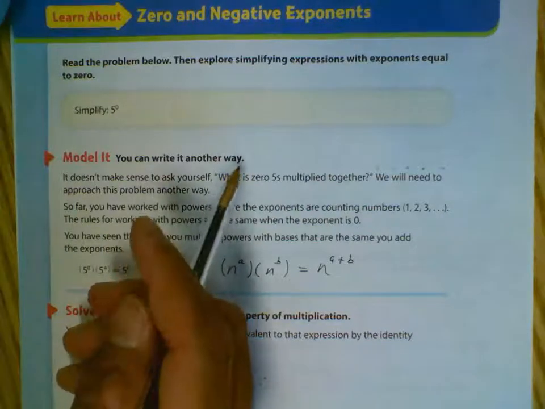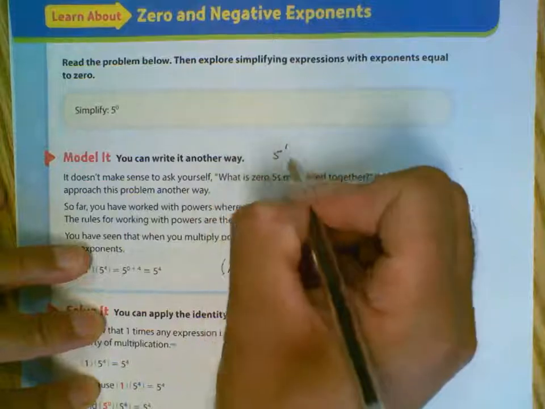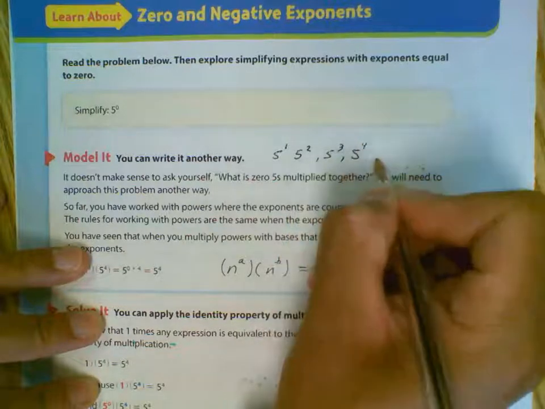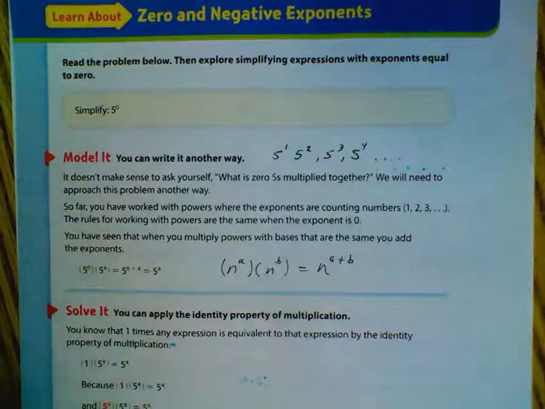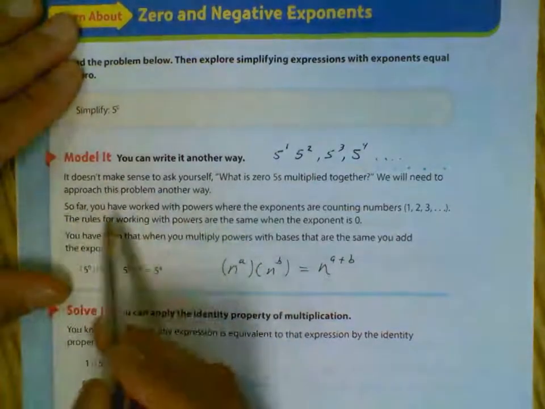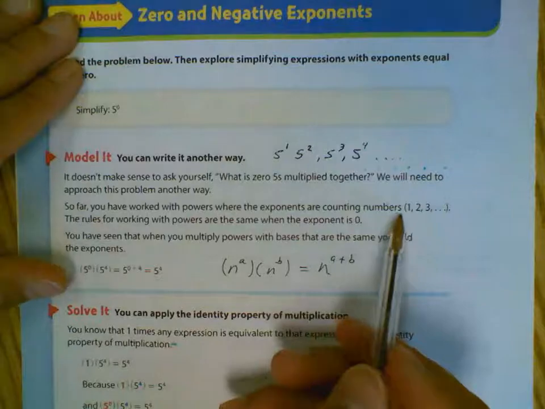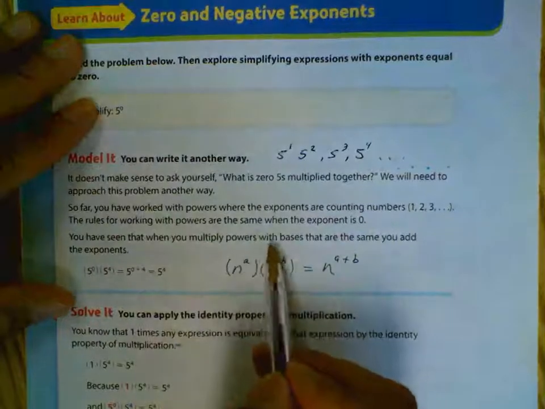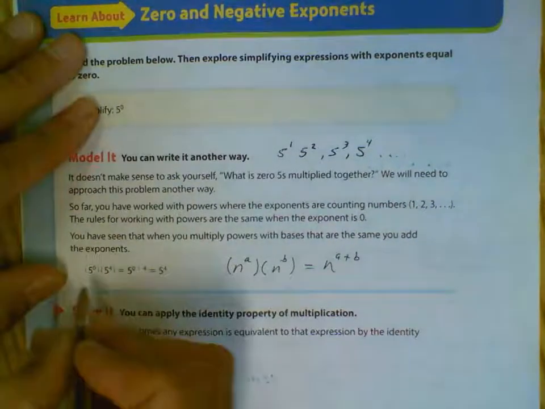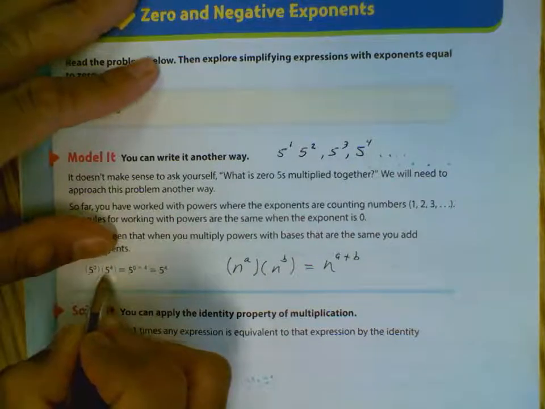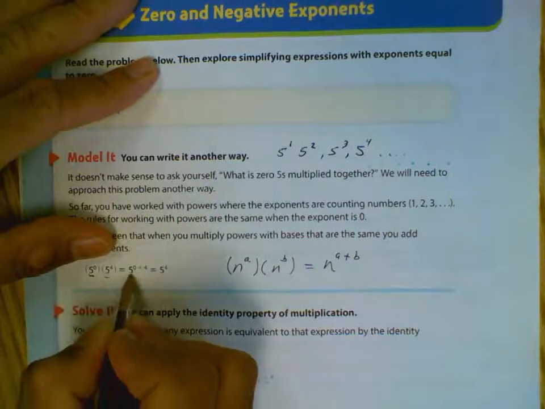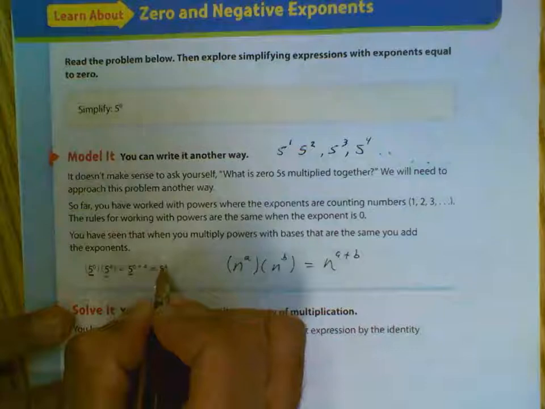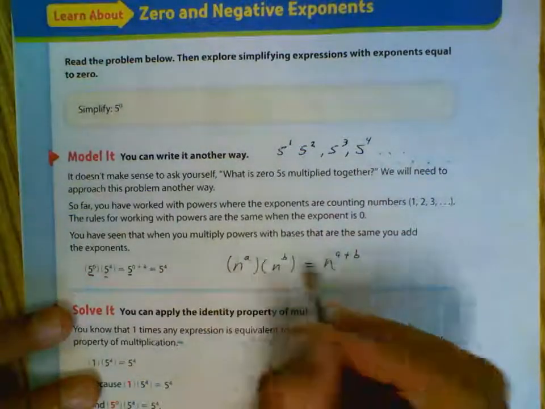For example, 1, 2, 3, 4, 5. So if I write here 5 to the 1, 5 to the 2nd power, 5 to the 3rd, 5 to the 4th, and so on. Those exponents are the ones that we've been using. So far, you have worked with powers where the exponents are counting numbers: 1, 2, 3, 4, 5. You have seen that when you multiply powers with bases that are the same, you add the exponents. So, for example, if you have 5 to the 0 times 5 to the 4, the bases are the same, so the base stays the same and you add the exponents. So 0 plus 4 equals 5 to the 4th power.